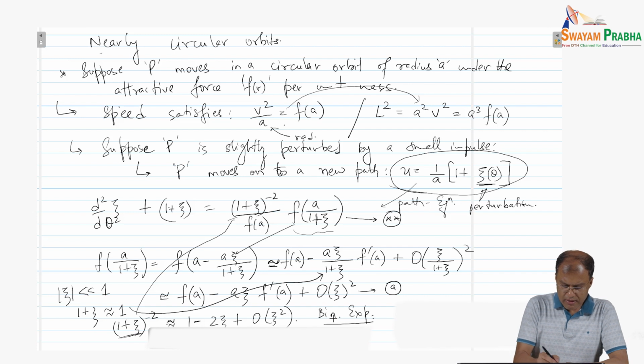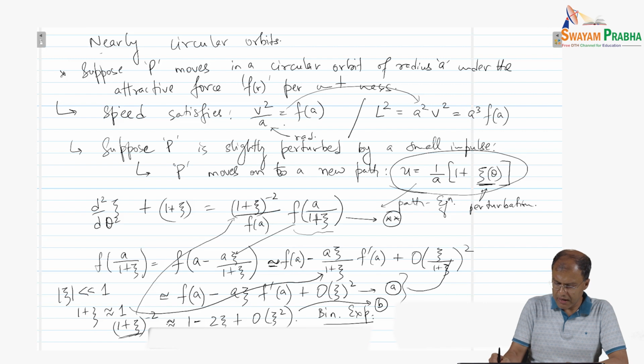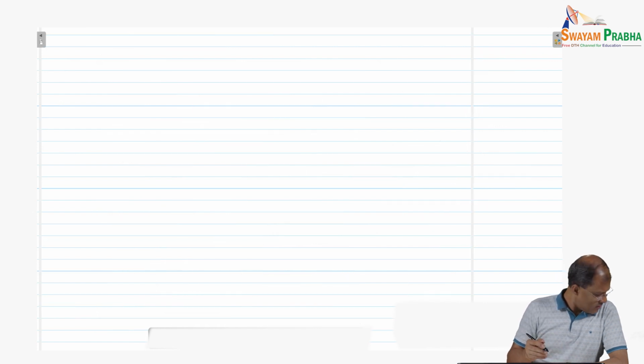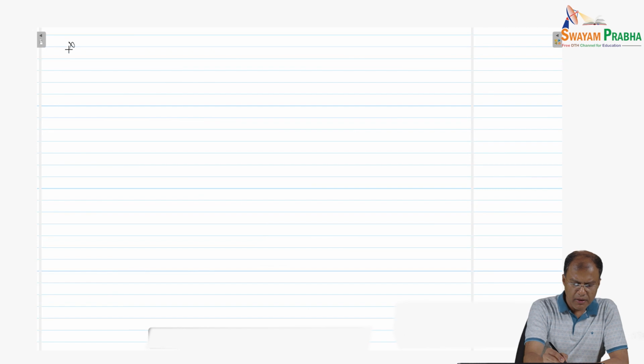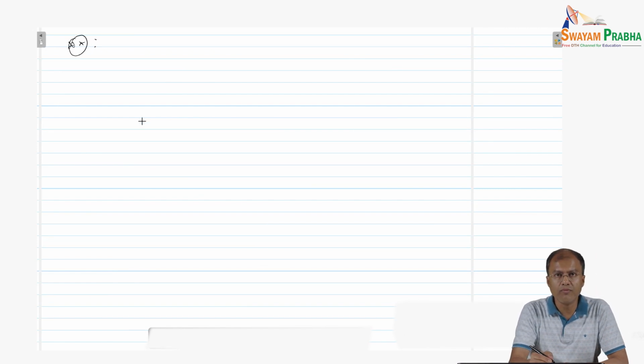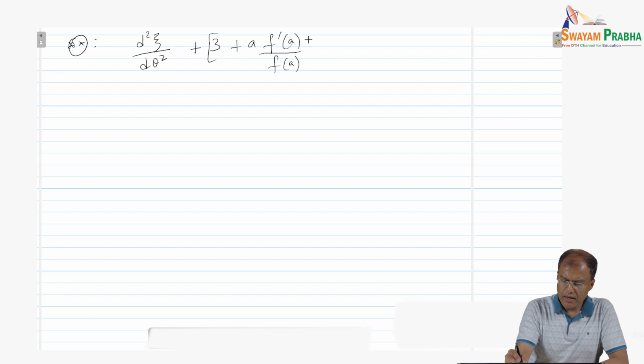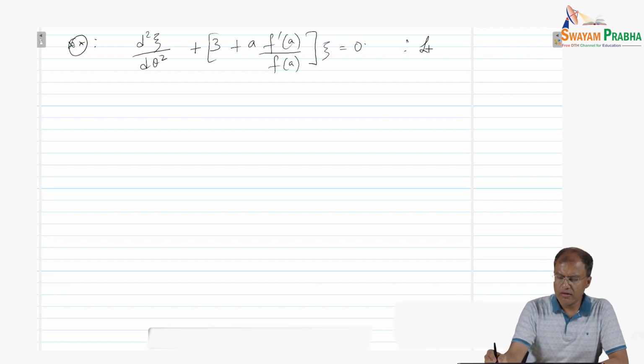Okay, now let me call this equation number b. So I'm going to use a and b and plug them into my equation double star. And what I have got is that my double star is now in linearized form, which is given by d2 zeta by d theta 2 plus 3 plus a f prime of a by f of a times zeta is equal to 0, and this is my linearized equation.